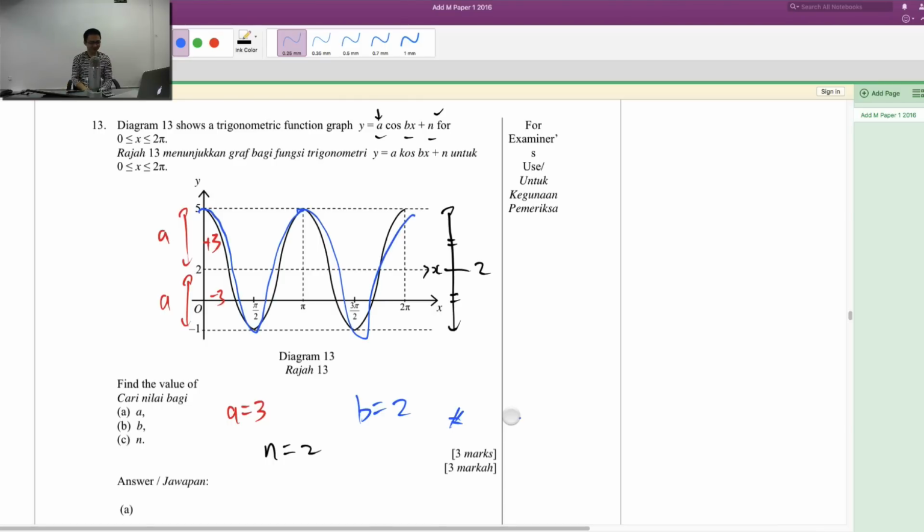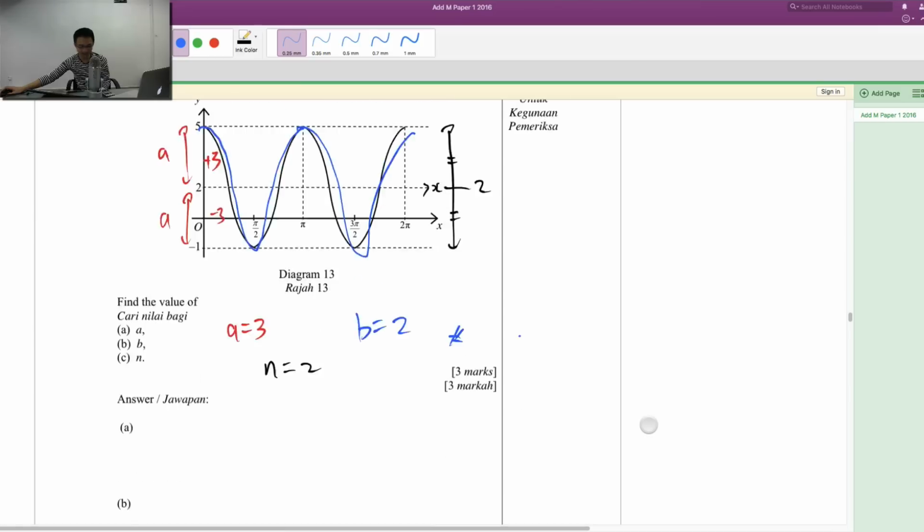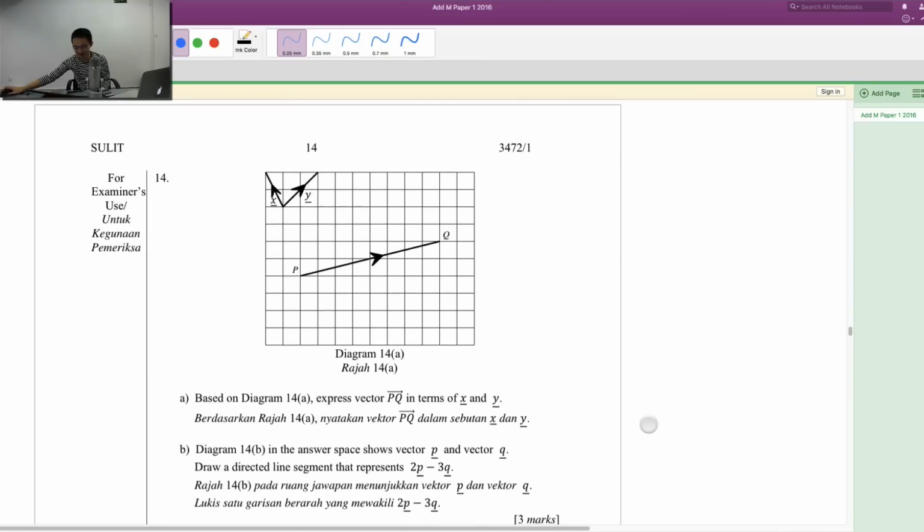Anything you want to ask? No? Good. If you don't have, move on already. If you have, please stop me immediately. I mean, yes. 14.